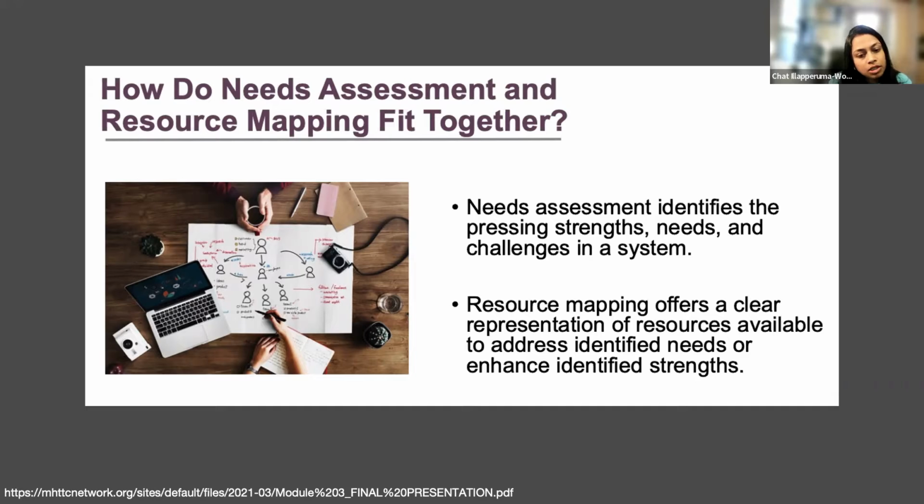And a resource map is going to tell you, okay, now we have these needs and we have these existing resources. How are we either going to manage them differently, or how are we going to address these needs that aren't met, and what do we need to get there? So you need both of them, because it's almost like one is incomplete without the other.